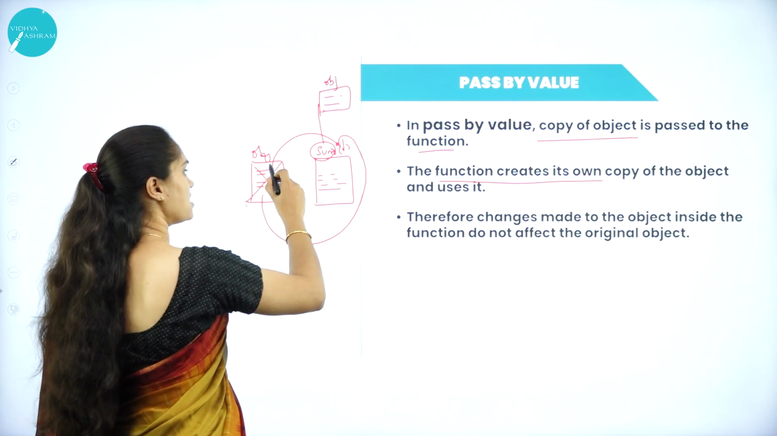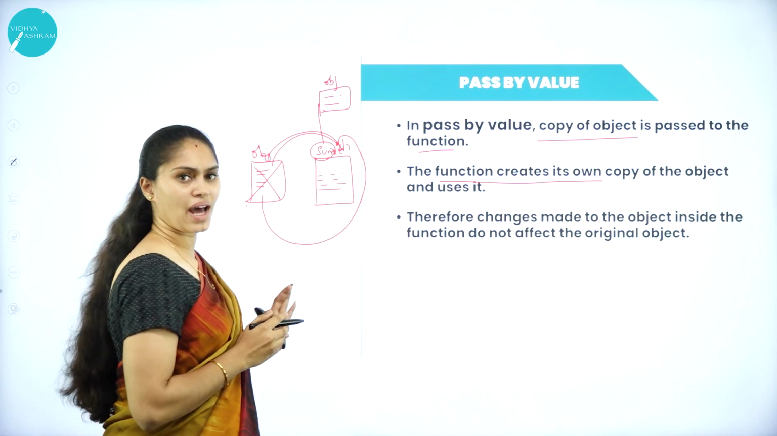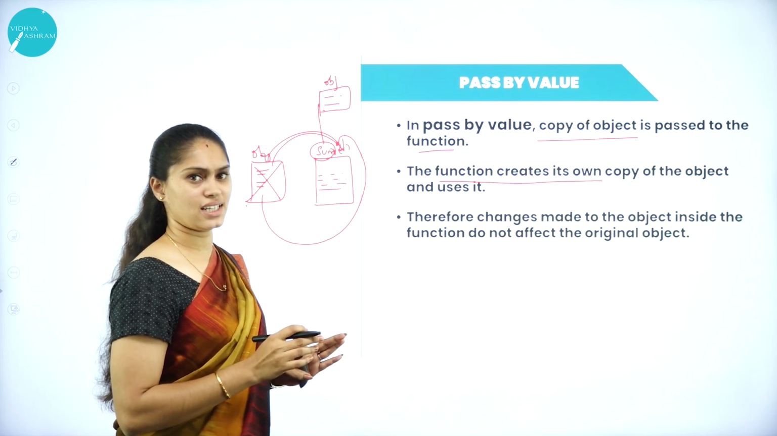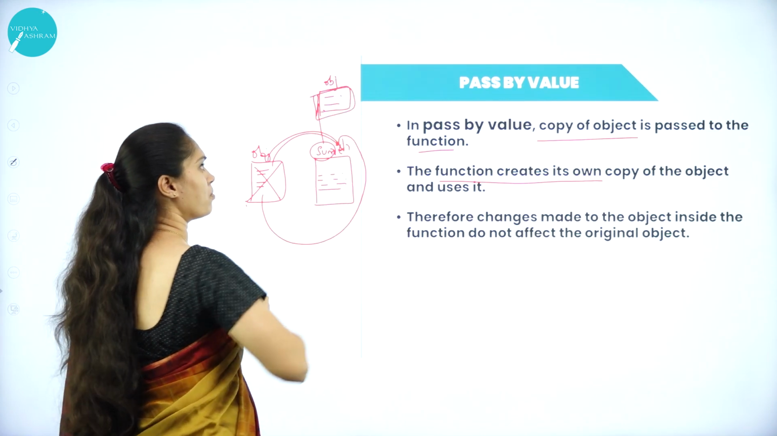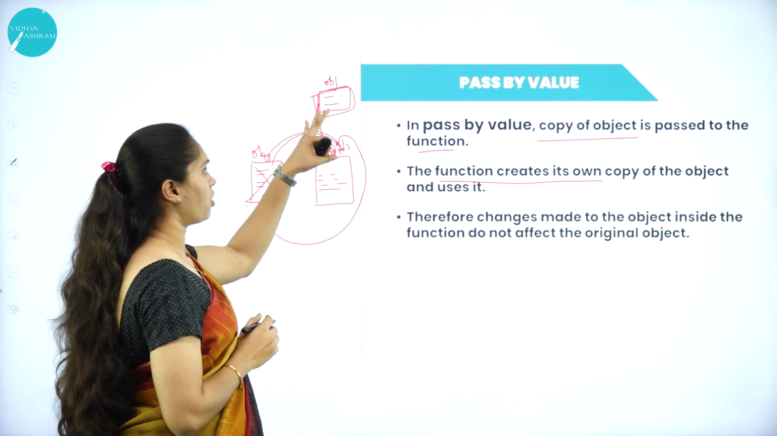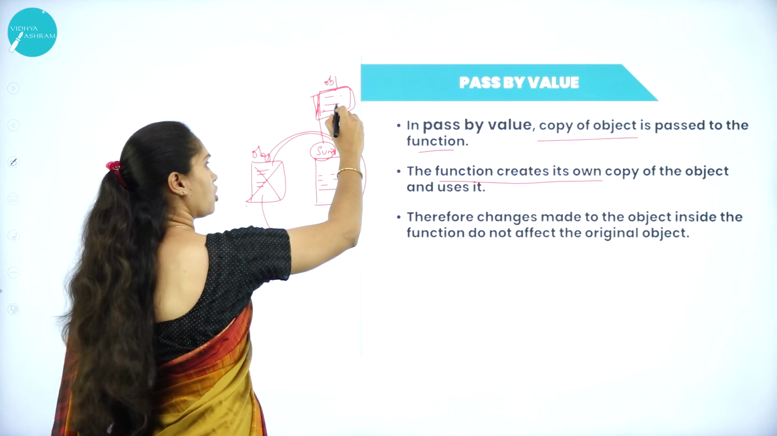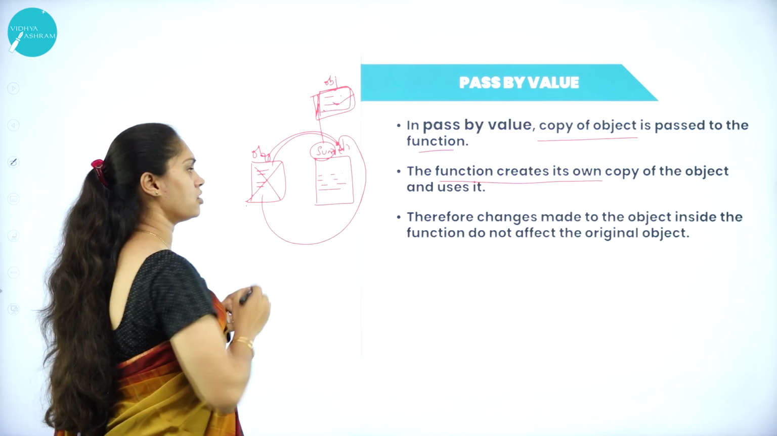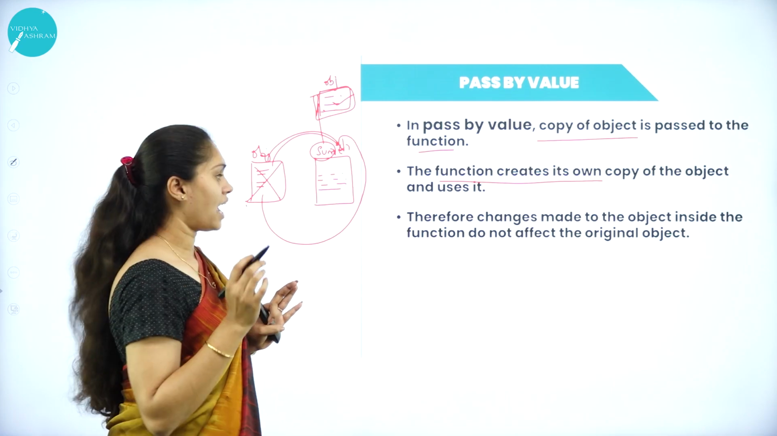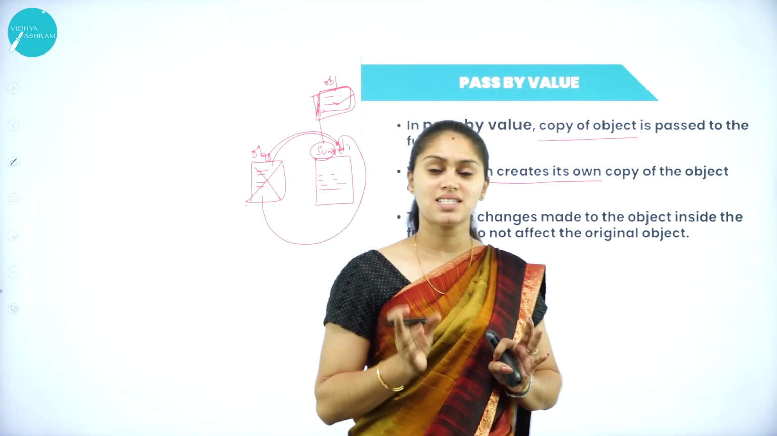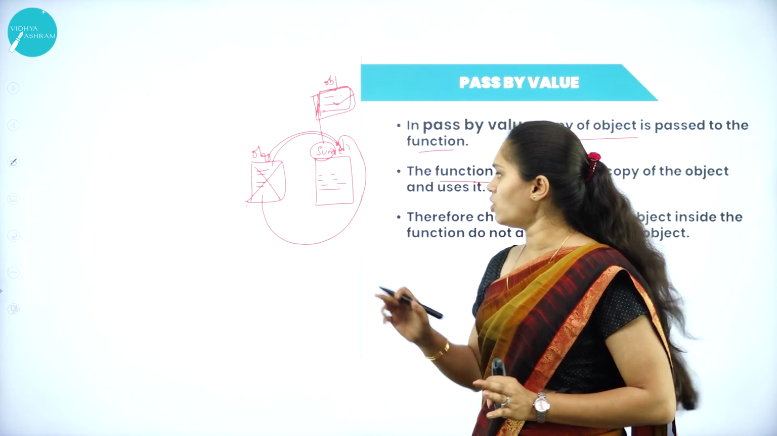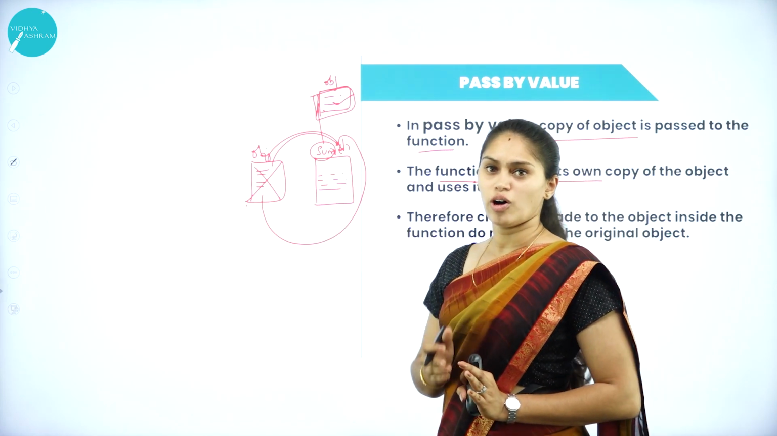So when the object is sent as an argument or parameter to the function, at that time it will create one replica or a copy of the object, and it will perform the operation on this copy instead of working on the original object. So if there are any changes made to the object inside the function, that won't affect the original object.